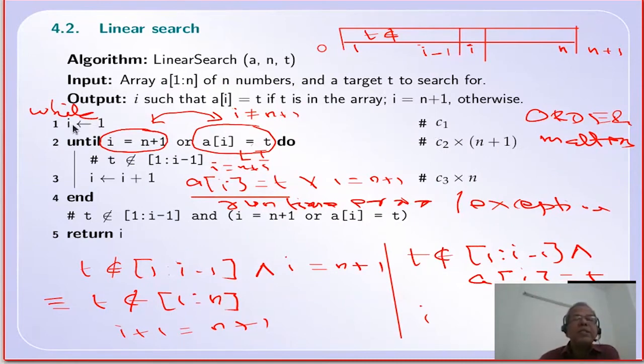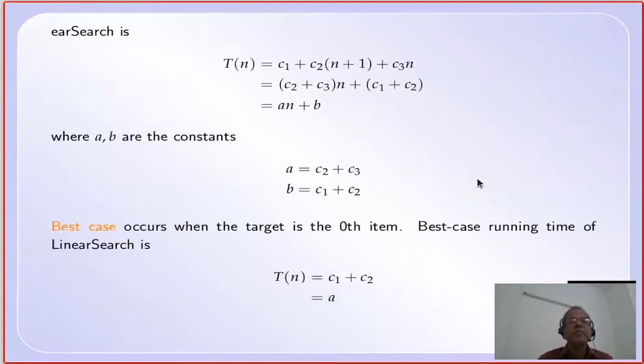Line number 1 is an assignment. The cost is C1. And therefore, the total time taken is C1 plus C2 times n plus 1 plus C3 times n. But that is the worst case. I have gathered the coefficients of n and the constants. It is an plus b, and therefore finally I will say this is equal to big O of n.